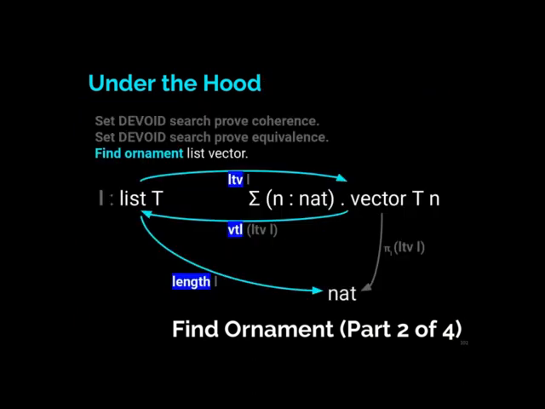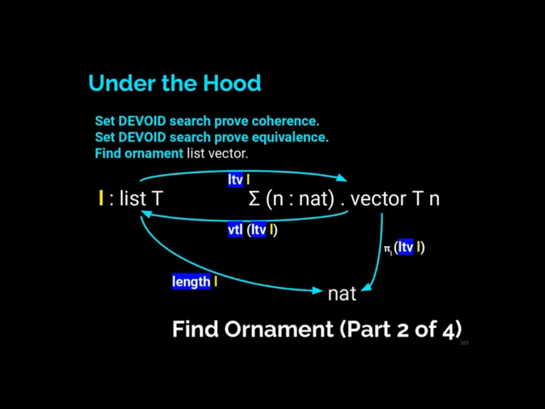So by default, when you call find ornament, it just stops here. It just finds this length function and then LTV and VTL, and doesn't prove how they're related because the lift command doesn't actually need the proofs. It just needs that they hold. But because this is ITP, and we really like proofs, we've included two options in Devoid, which will actually spit out proofs in Coq of coherence, if you set proof coherence, and of section and retraction, if you set proof equivalence.